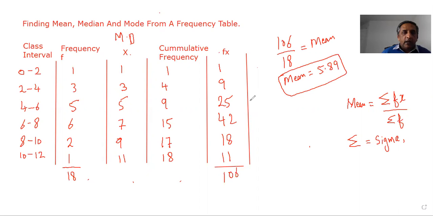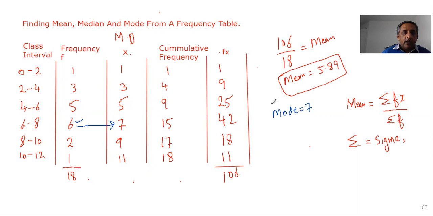Okay, now we have to find mode. Mode is the most repeated number, right? So what we have to do, we have to find the highest in the frequency column. Let me change the color so it will be easier for you to understand. You see, in the frequency column, look for the highest frequency. Look, highest frequency is 6. So then corresponding to 6, we look into the X column, which is 7. So what will be the mode? Mode will be 7.